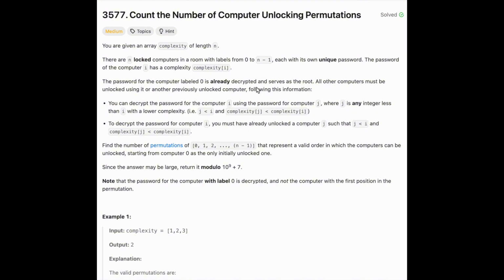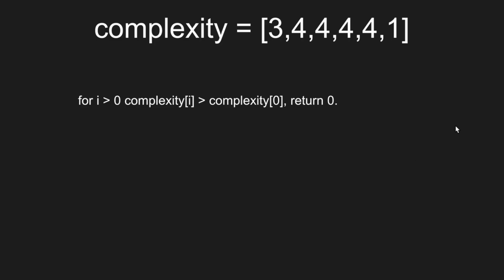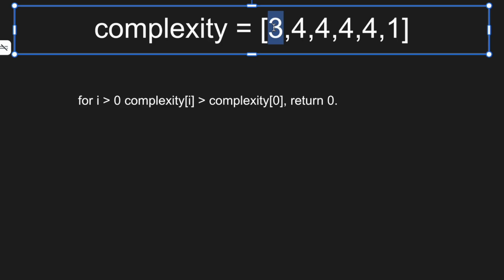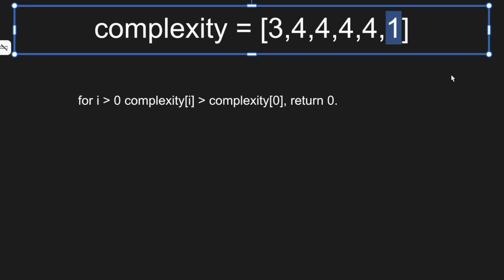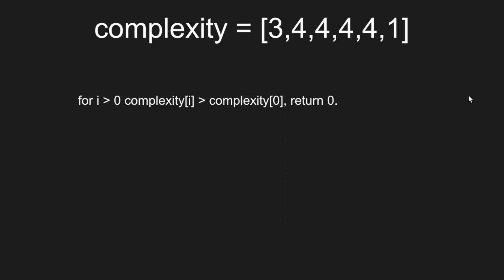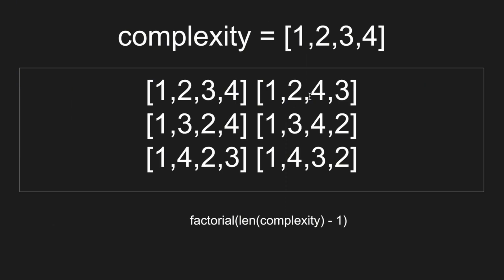Now that we have seen some examples, let's get to how we can solve this problem. We should realize that after index 0, if any computer is less than or equal to the computer at index 0, then this computer can never be unlocked, or in other words, decrypted. If this is the case, then we return 0. Otherwise, it's basically a permutation problem.